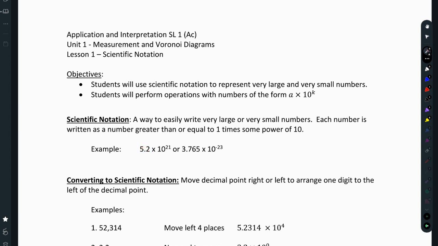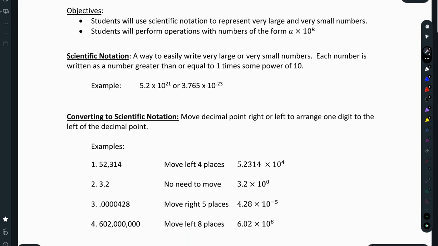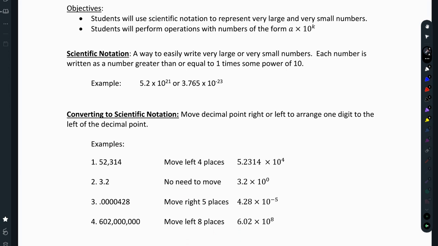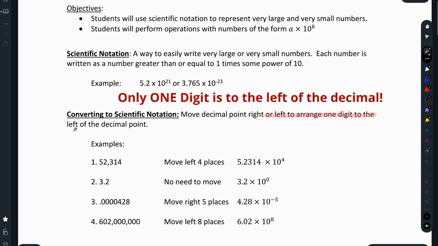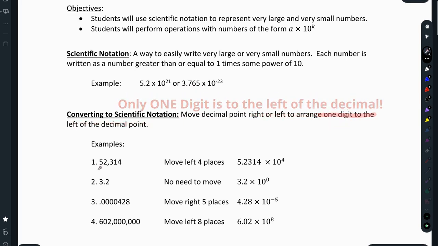5.2 times 10 to the 21st, we have a positive exponent, or 3.765 times 10 to the negative 23rd, in this case, a negative exponent. So it's pretty easy to do. Converting to scientific notation, you're just going to move the decimal point right or left to arrange it so, and this is key, you have one digit to the left of the decimal point.